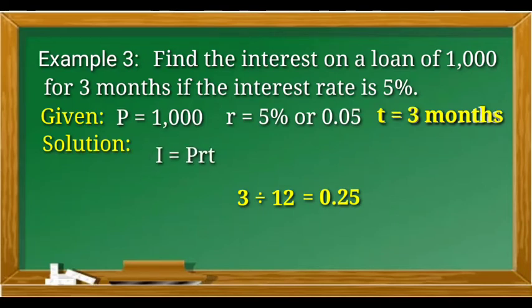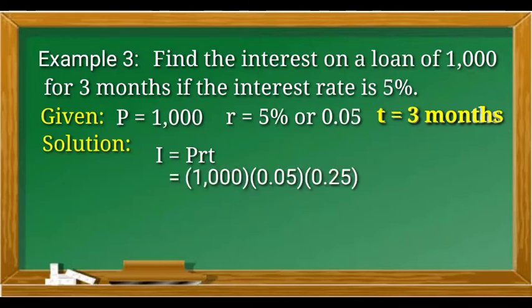Ngayon, pwede na natin i-substitute sa formula. Meron tayong 1,000 times 0.05 times 0.25, which is equal to 12.5.